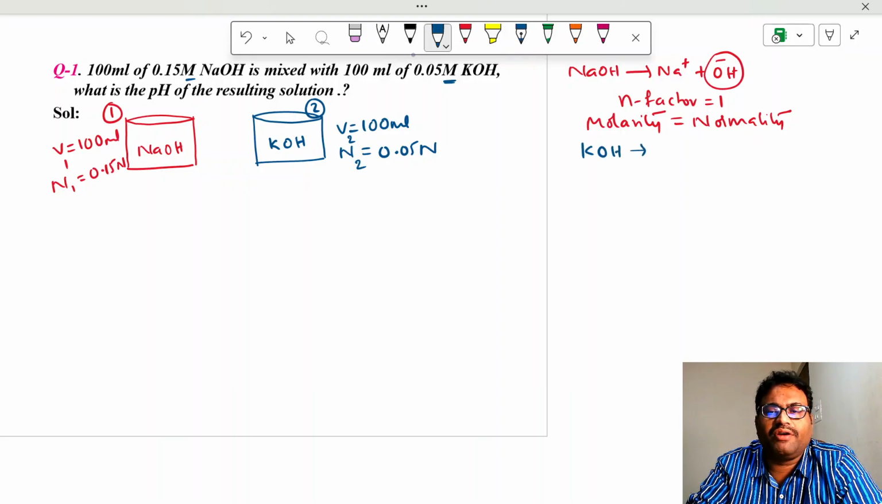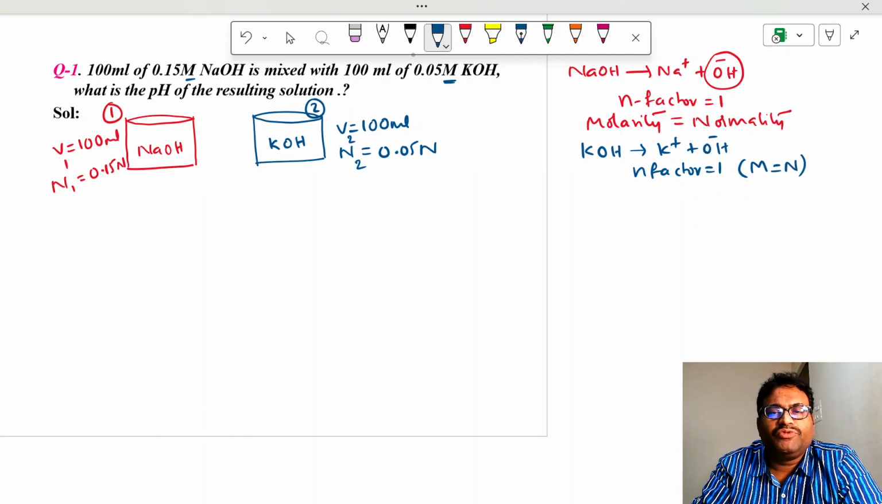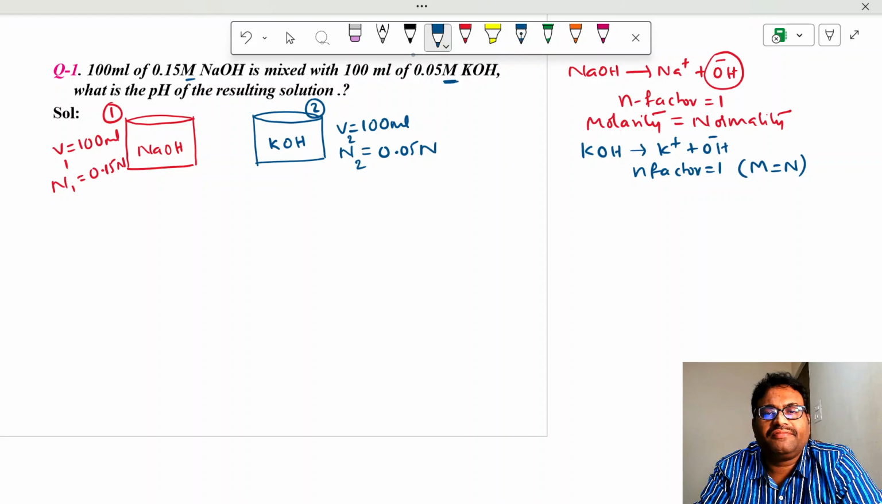KOH dissociates to form K plus and OH minus, whose N factor is equal to 1. When N factor is equal to 1, then molarity becomes equal to normality. Here it is given molarity, we have converted into normality. Because always it is better to convert into normality and then solve the problem, because for all the acids and bases, N factor may not be equal to 1. If N factor is not equal to 1, then it changes. So compulsorily we have to convert molarity into normality so that we get the correct answer.